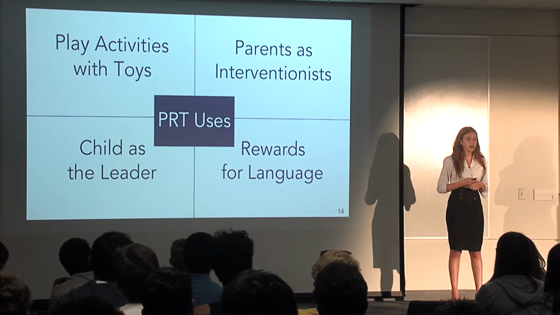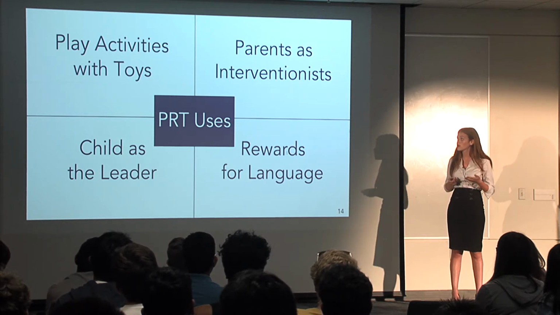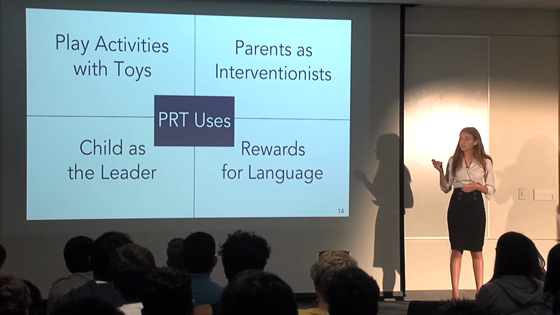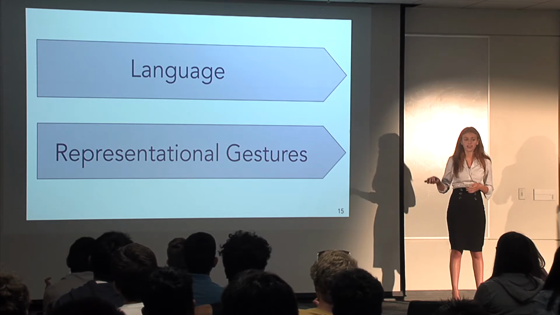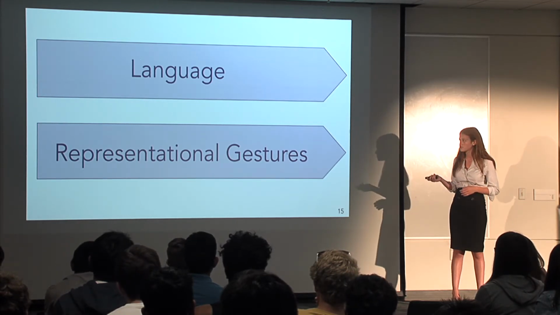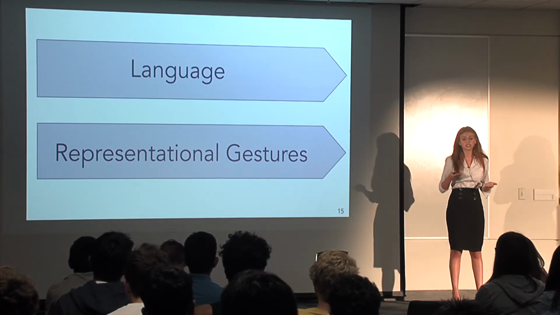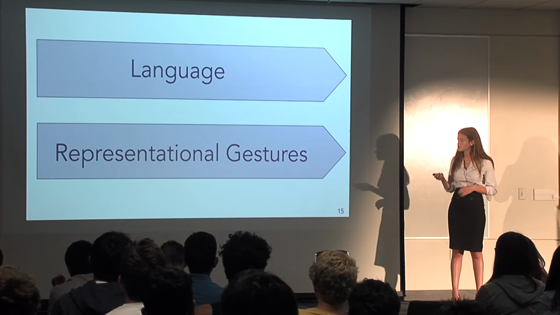And the type of gesturing that we found to be significantly increased over the week of PRT was representational gesturing. And we know that representational gesturing and language develop almost simultaneously in a child's life. So an intervention that targets language would simultaneously target representational gesturing.